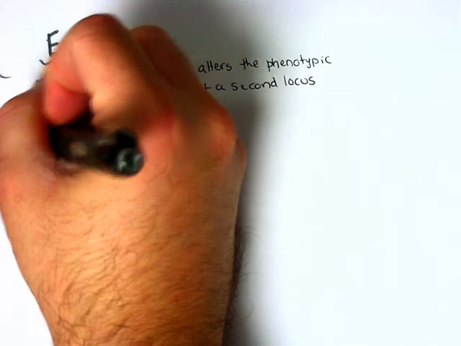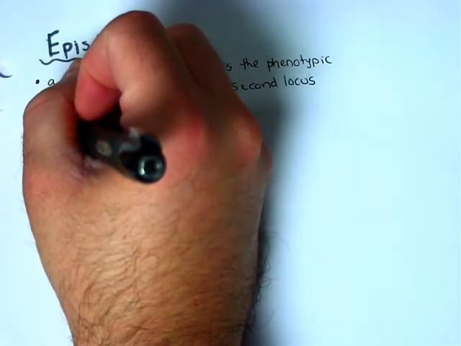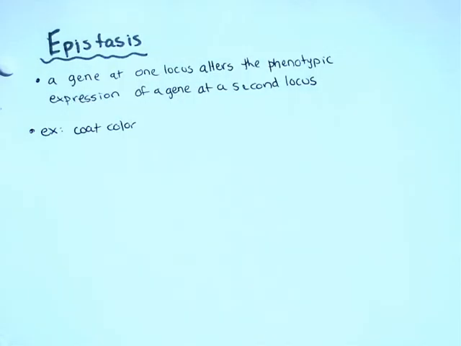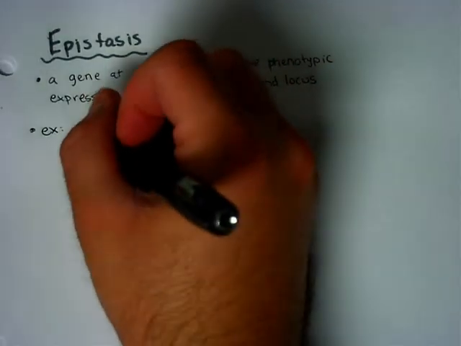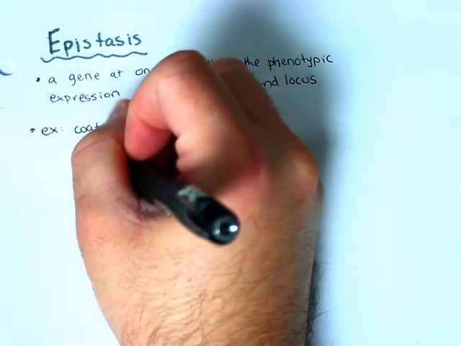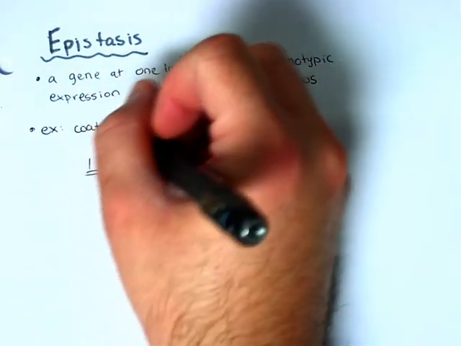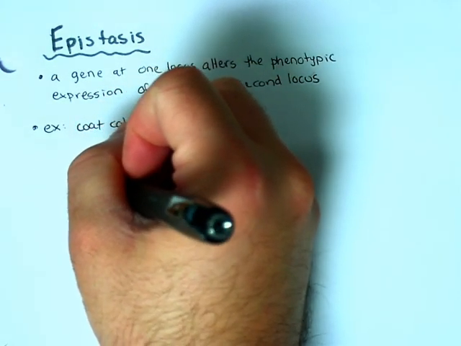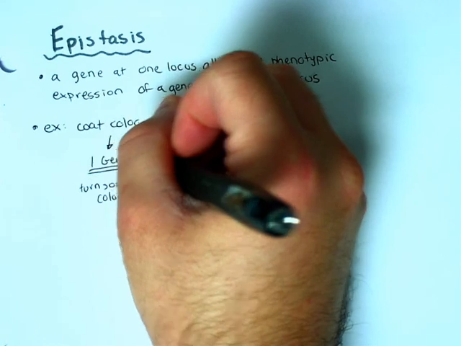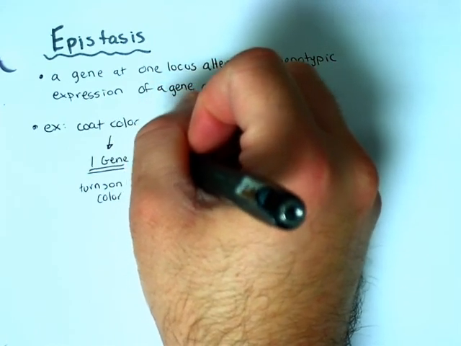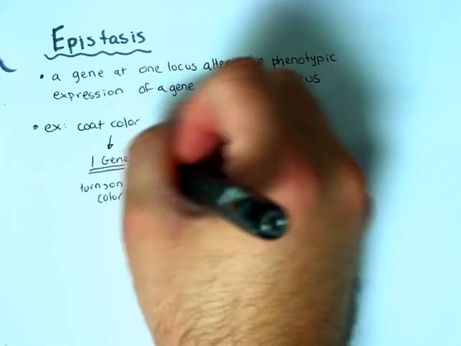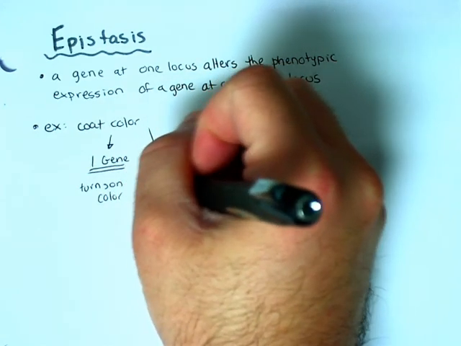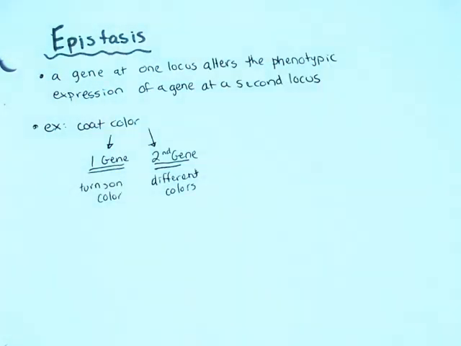A great example of this is going to be coat color, the color of fur. For coat color, there is one gene, and that first gene simply turns on the color. The second gene is what causes the different colors. So you kind of see that difference there.